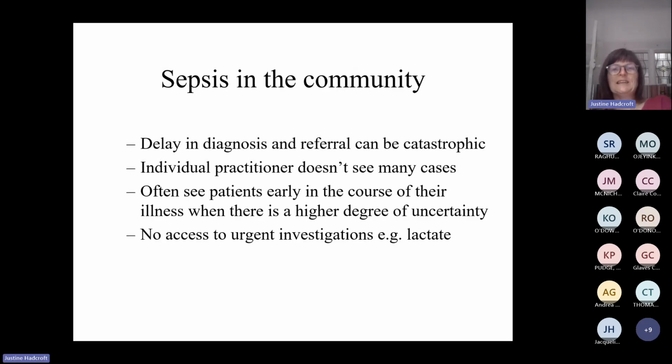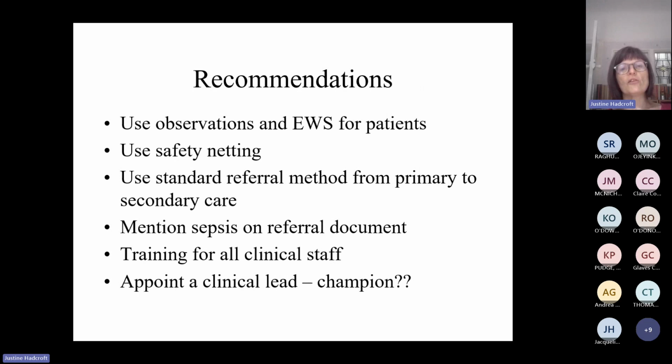So in the community, we don't have access to a lot of the things in hospital, but we do recognise that any delay in diagnosis can be catastrophic because these patients are very sick and they need antibiotics very quickly. We won't individually see many cases in our lifetime, as opposed to if you work in A&E, where you'll see them most days, I imagine. We often see patients early in the course of illness when it's not as obvious, and we've got no access to urgent investigation. So essentially, I think the take-home point for community practitioners is have a high index of suspicion and a low threshold for referring in for help.